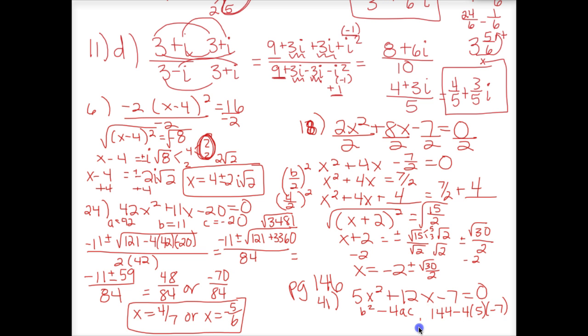So that gives me 144 plus 140, which is 284. So my discriminant is 284, so I have to know my classifications. This is positive, and it is not a perfect square. So because it's positive, I know that there are going to be 2 reals. Because it's not a perfect square, that means that those are irrational, meaning there would be square roots. So 2 real irrationals was the answer there.